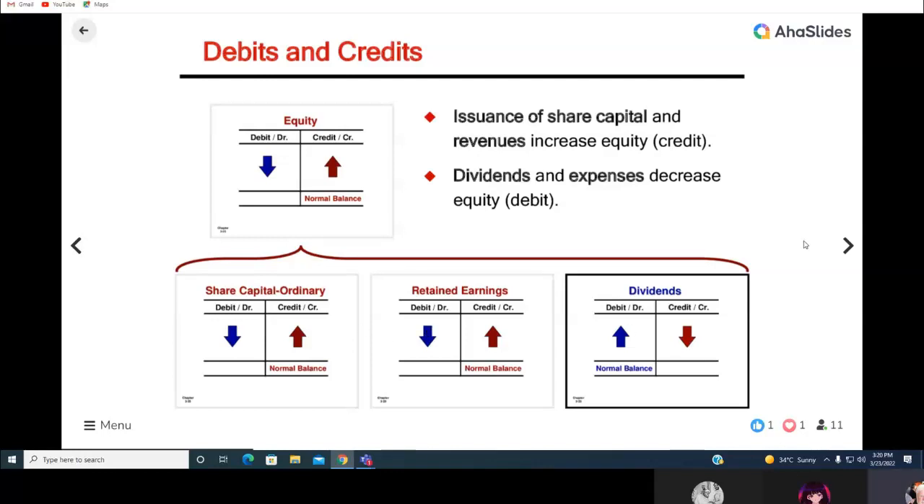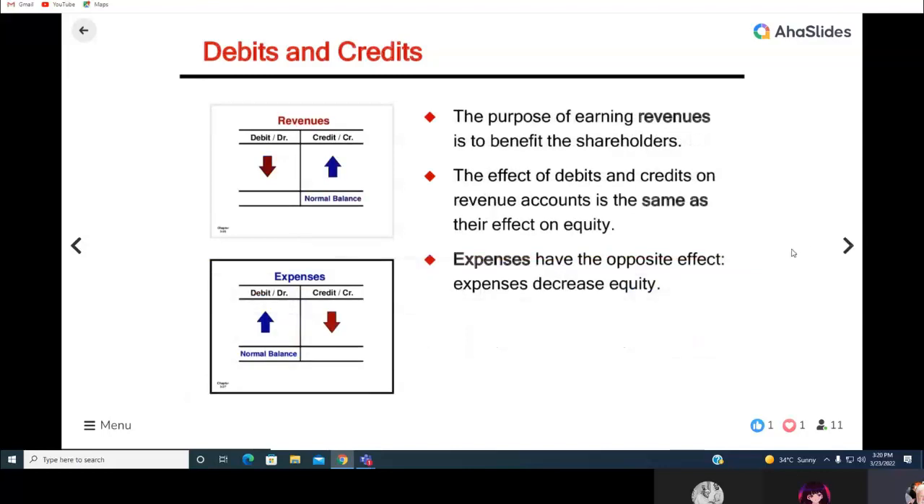Let's go down. Now, revenue also increases shareholders' equity. So shareholders' equity increases on the right side, so we record transactions in which I earn revenue. I record them on the credit side. And there are no transactions that reduce revenue. I either earn revenue or I don't. So there's no negative revenue. So all the time I earn revenue, it's always credit revenue.